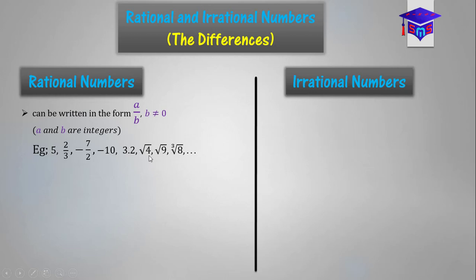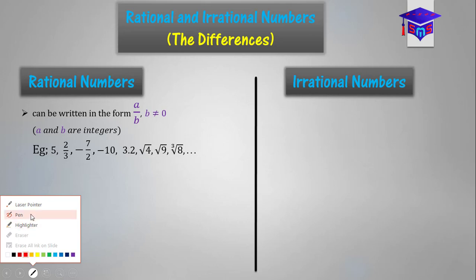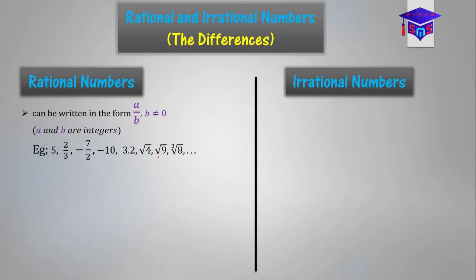Square root of 4 is equal to 2, and so square root of 4 is also a rational number. We have square root of 9. Square root of 9 is equal to 3, and so 3 can be written in the form a over b, that is 3 over 1, and so square root of 9 is also a rational number. The cube root of 8 is also a rational number. The cube root of 8 is equal to 2, and so the cube root of 8 is also a rational number.